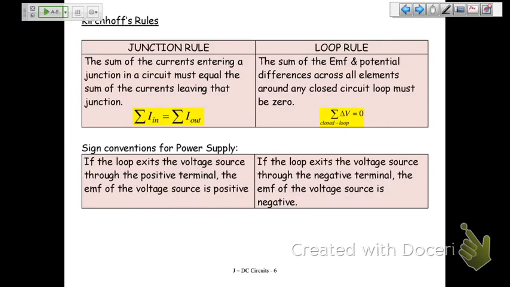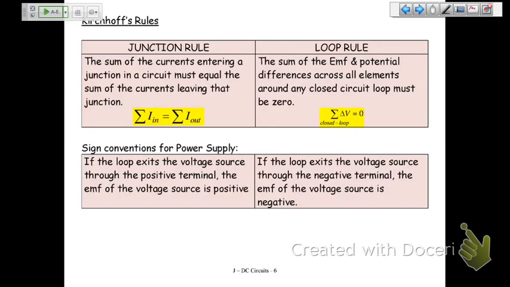And what we're going to do is talk about Kirchhoff's laws. I think the correct pronunciation is Kirchhoff. This is a mathematical formalism that enables us to do complicated circuits. Complicated circuits meaning circuits with more than one power supply.